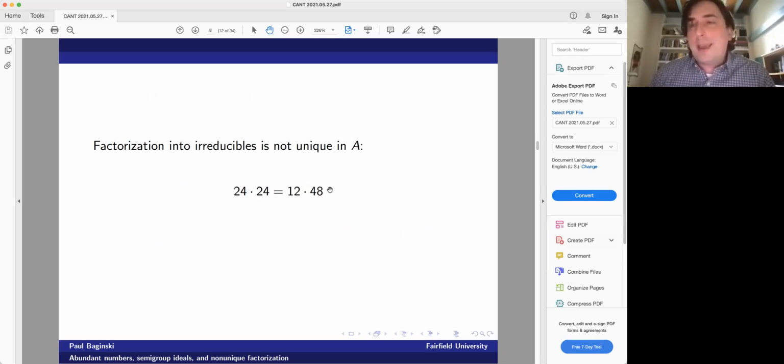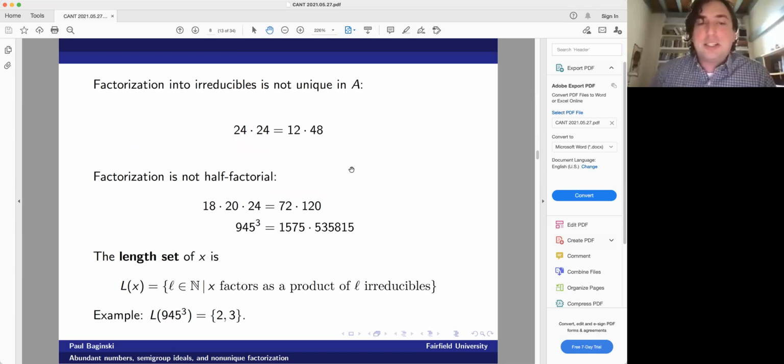Now you may think, okay, I'm just shifting things around and I'll always have the same number of irreducibles, but actually you quickly find that the number of irreducibles is not preserved. So that means we're not half factorial. Here's an example: 18 times 20 times 24, that's 3 irreducibles on the left. That can be rewritten as a product of 2 irreducibles.